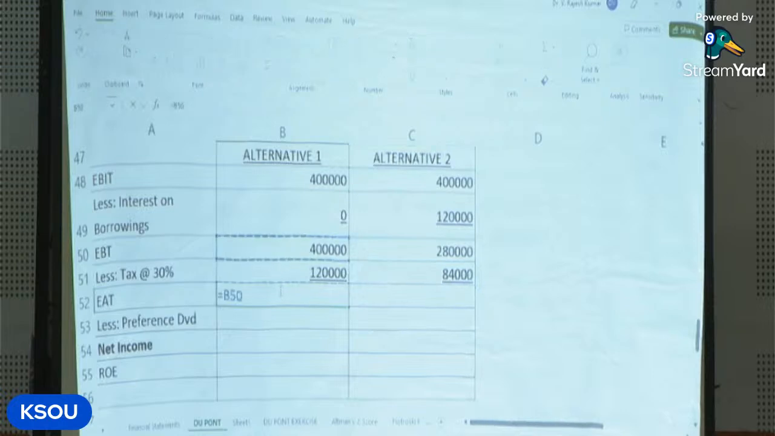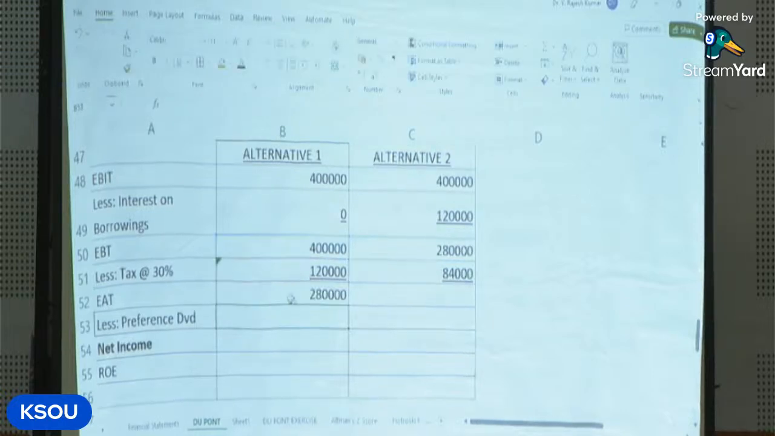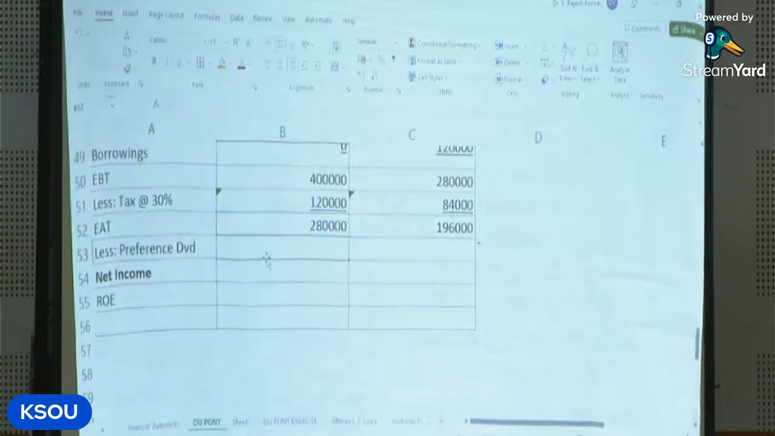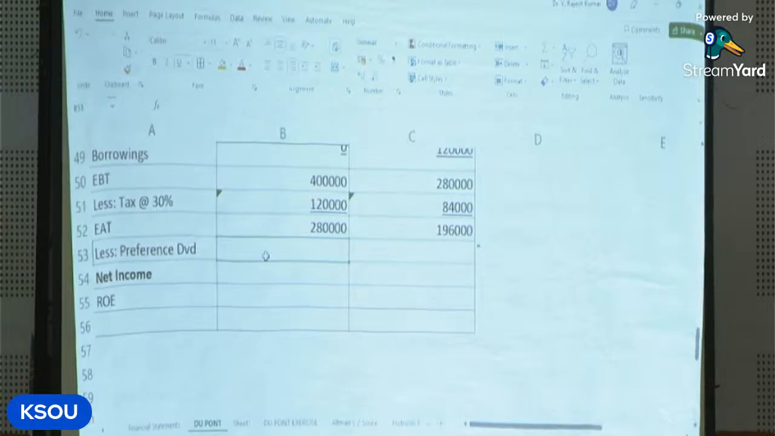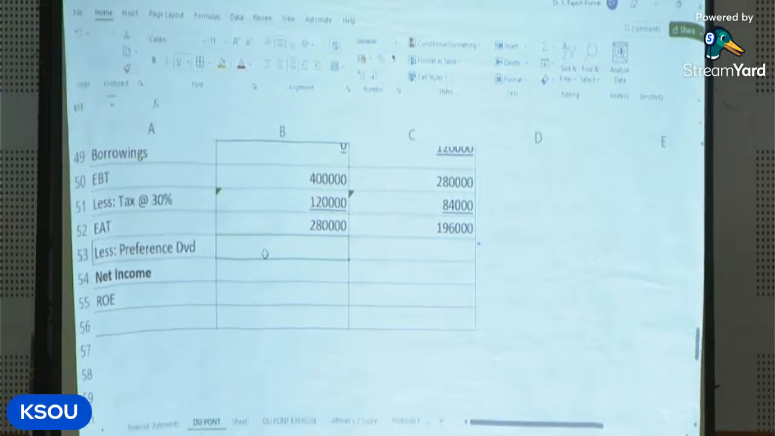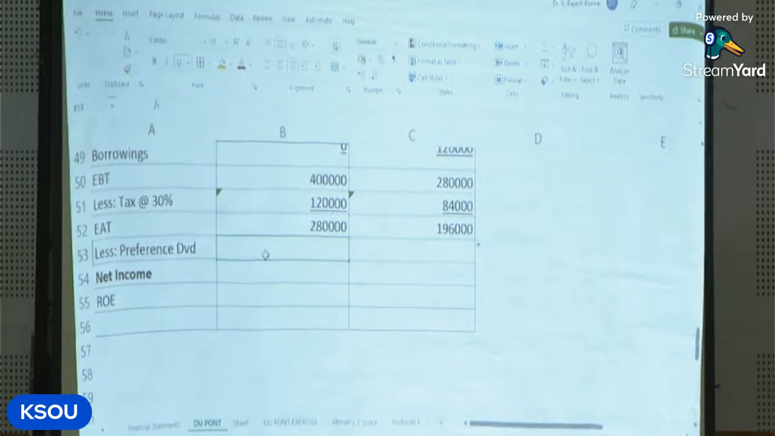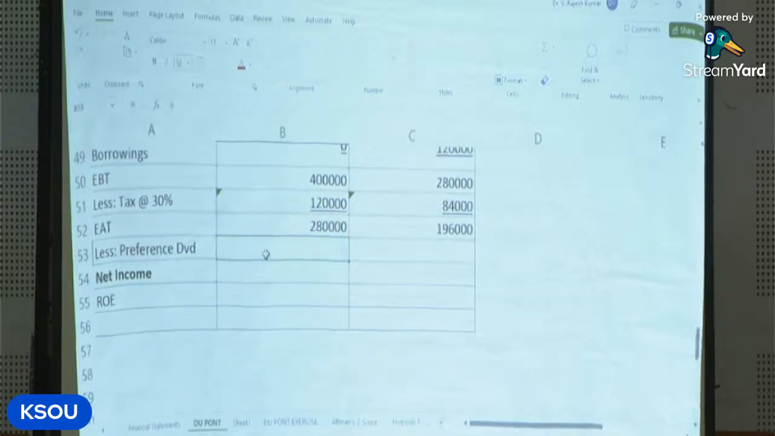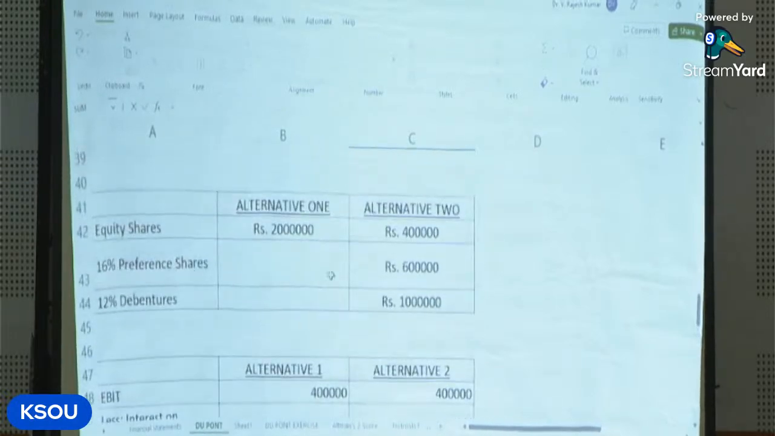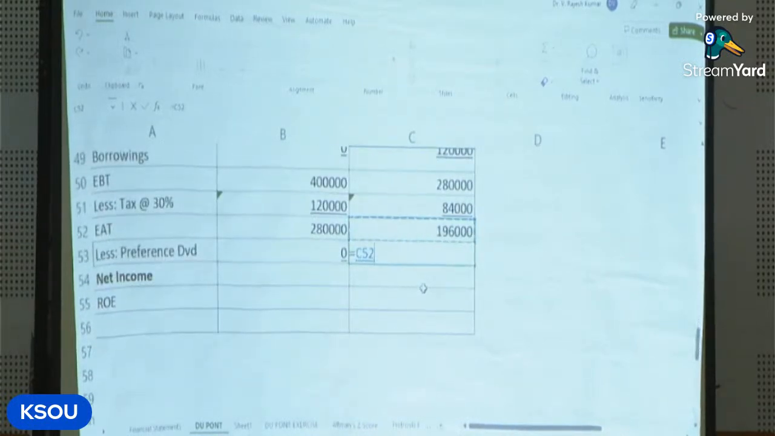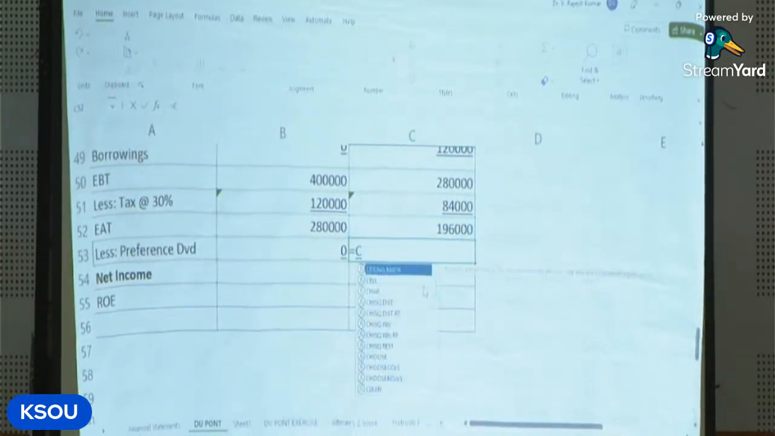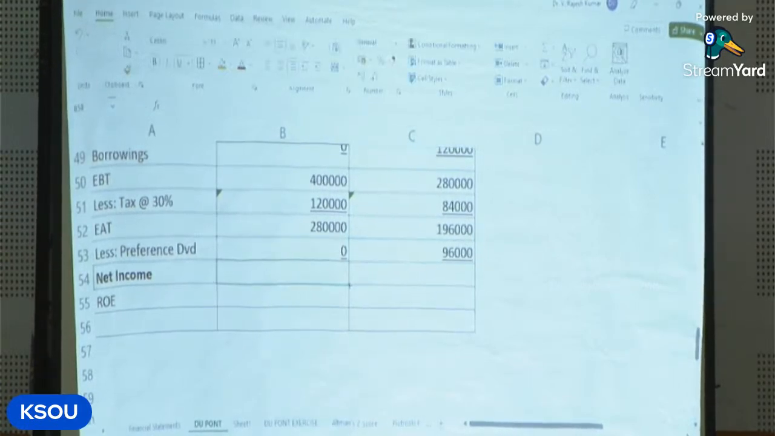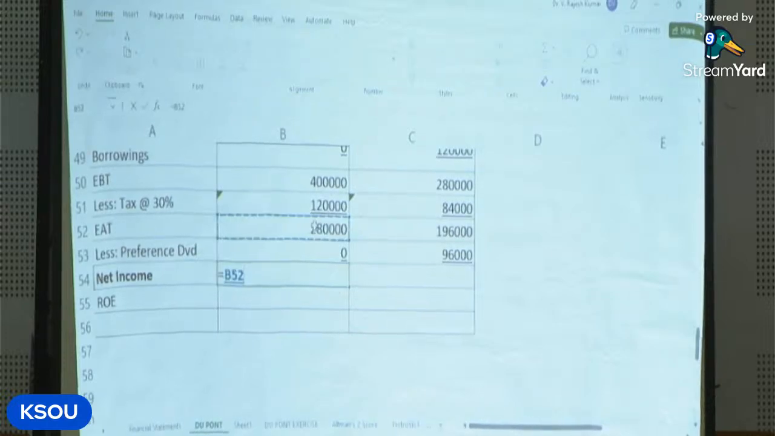So what is earnings after tax? 2 lakh 80,000 in the first case, 1 lakh 96,000 in the second alternative. We know that from profits after tax, in case of preference shares, first we pay them the dividends, and only the remaining belongs to equity shareholders. In the first alternative we don't have any preference shares, so 0. Here, 16% preference on 6 lakh is 96,000.